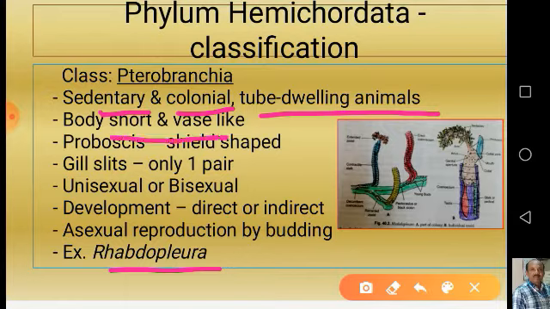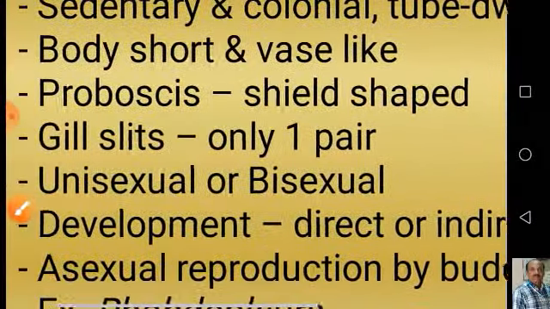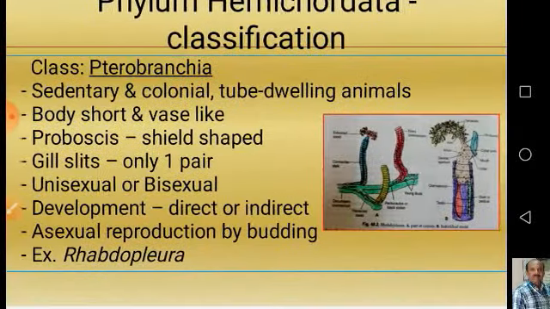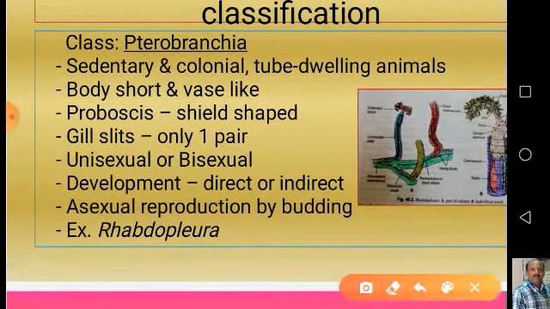The body is short and flower vase-like in shape. Here you can see the body in the figure. Then the proboscis is shield shaped. Only one pair of gill slits is present here, compared to the Enteropneusta, where many pairs of gill slits are present. Regarding the reproductive system, they are unisexual or bisexual. Some animals belonging to Pterobranchia are unisexual, with sexual dimorphism, and some are bisexual, where both sexes are present in the same individual.